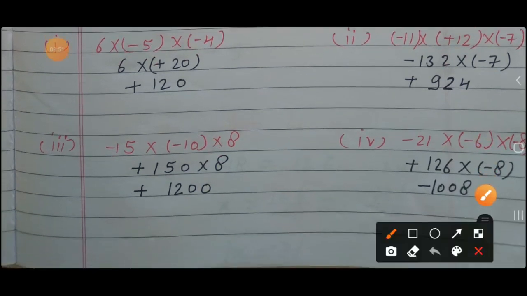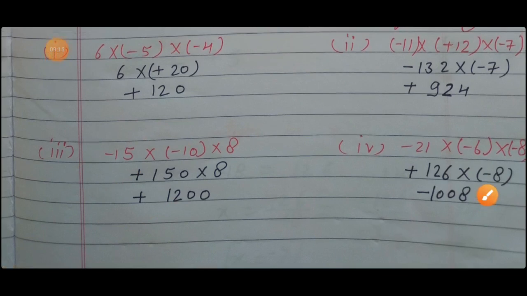Third is here, minus 15 multiply by minus 10 multiply by 8. Both are negative, plus will be the product of both of these. 15 multiply by 10, 150, plus multiply by 8. Now both are positive. On multiplication we are getting 1200.